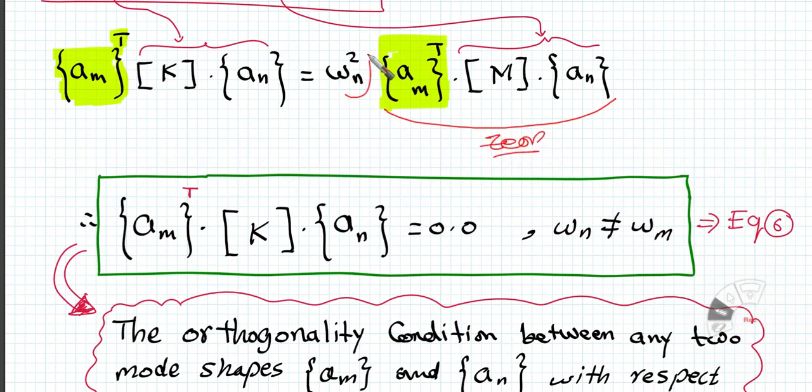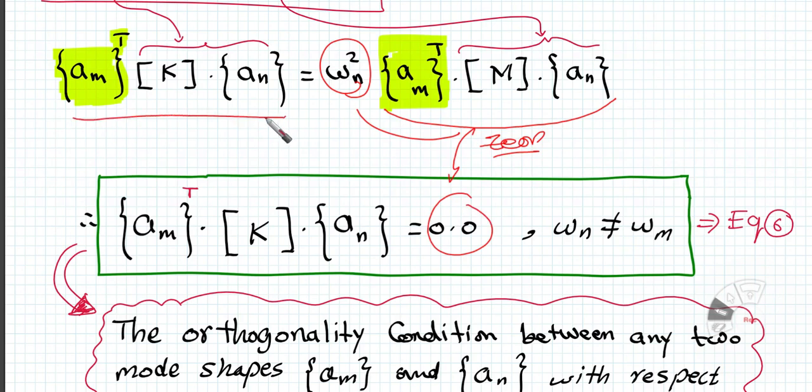0 times omega n squared is 0. So the right hand side is entirely going to equal 0. But the left hand side, we are left with AM transpose times the stiffness matrix times AN. Remember that we have M mode here and N mode here, which are different vectors. This is transpose, as we said. It equals 0 as well.